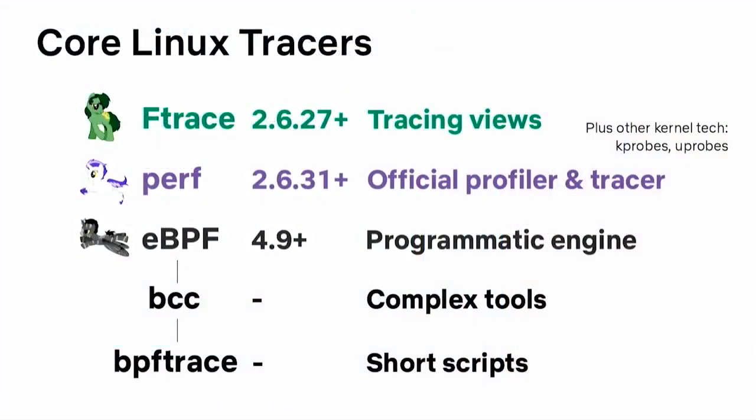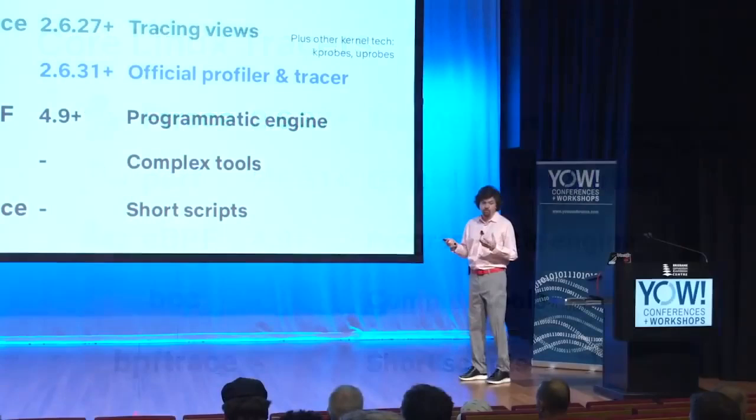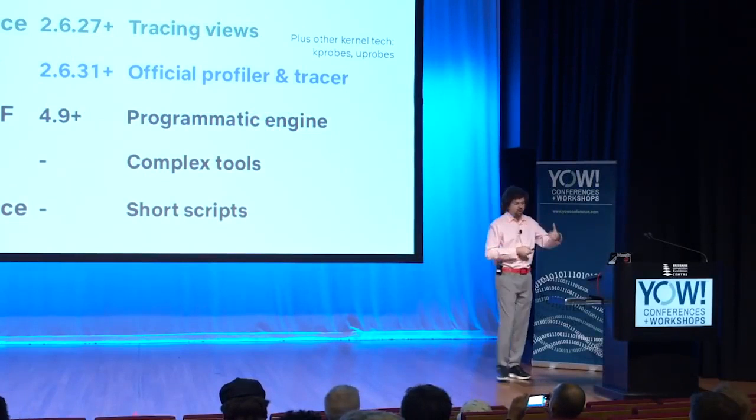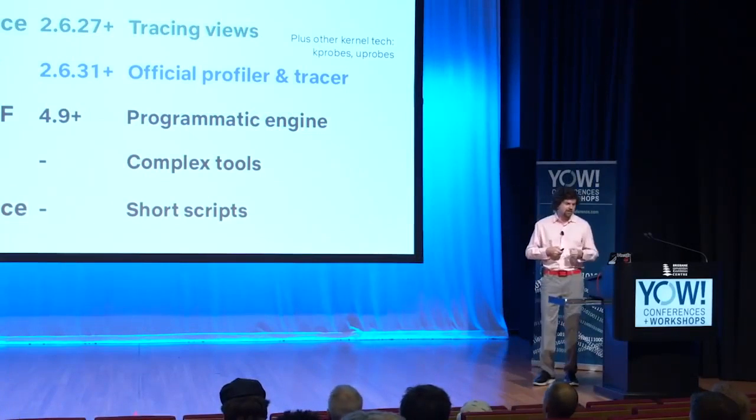Just to summarize it, what I like to do is say what Linux tracers are in the kernel, the core ones that are available. They are ftrace, perf, and eBPF. All of the other ones are add-ons. ftrace and perf have been around for a long time, so you should have access to them. ftrace has these great custom tracing views. eBPF is the newer technology. It's a programmatic engine, and we've been adding complex tools and short scripts using a couple of open source projects.